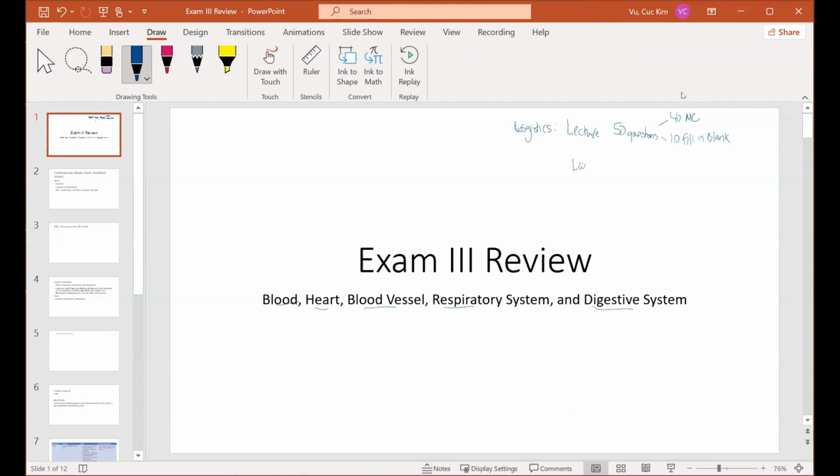And then for lab, it's going to be very similar to the other ones, 30 questions. And it's also going to be divided up between the heart, the respiratory organs, and the digestive organs. So 10 questions per those main three. And these are all identification.